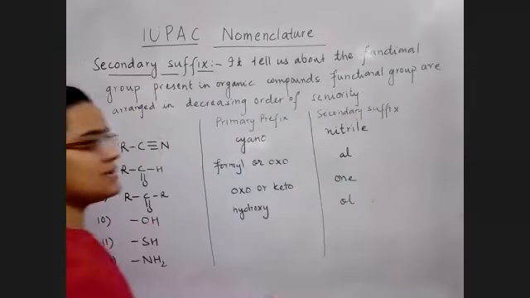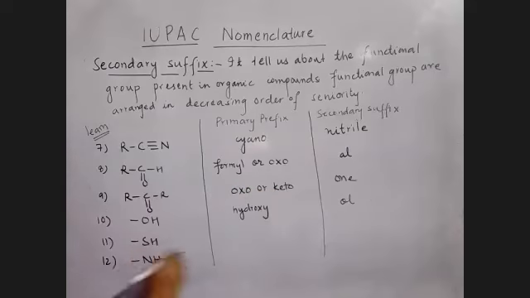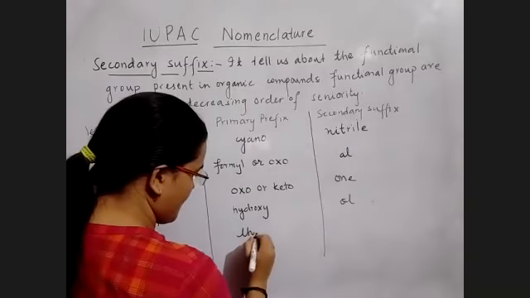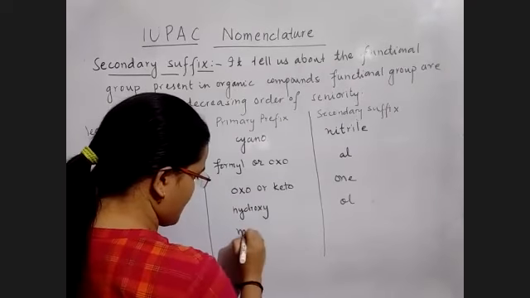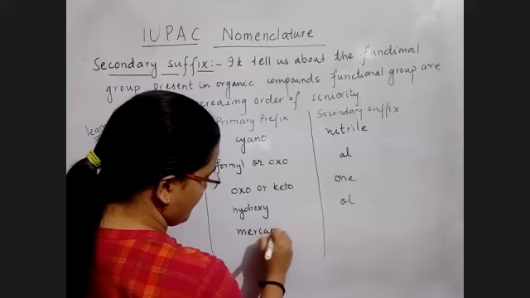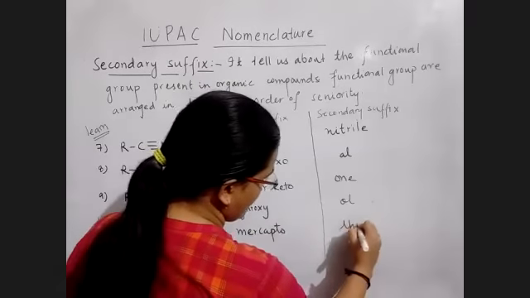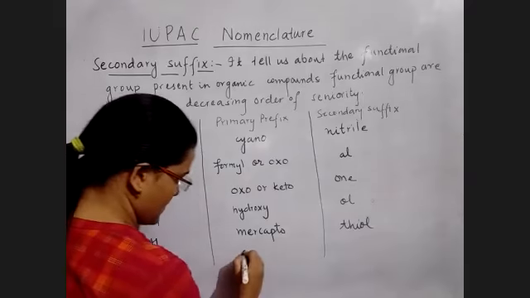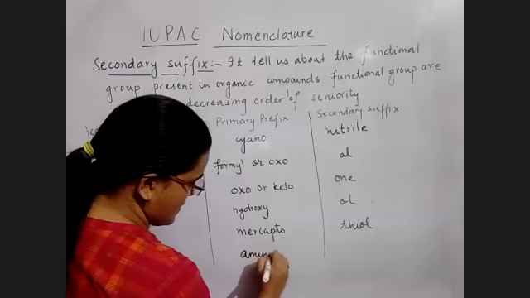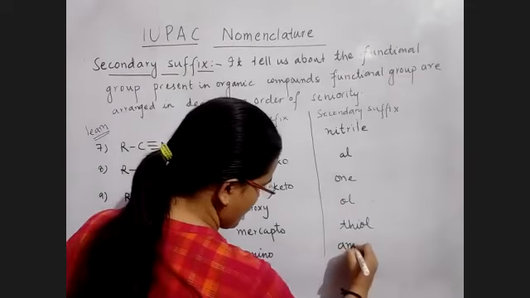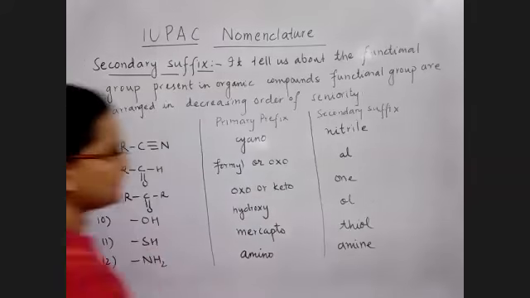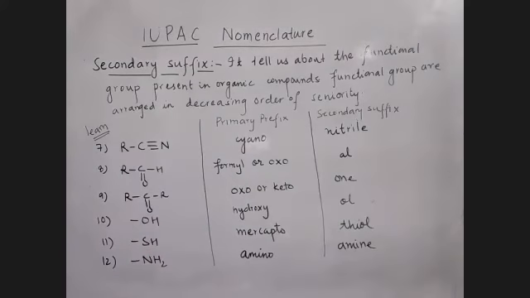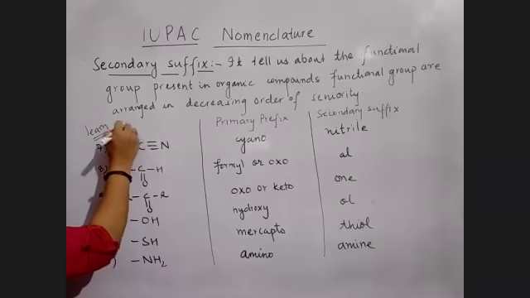This is all, AL and OL. So I've completed this table. You have to learn this table as it is. It is very important to learn. This is important.